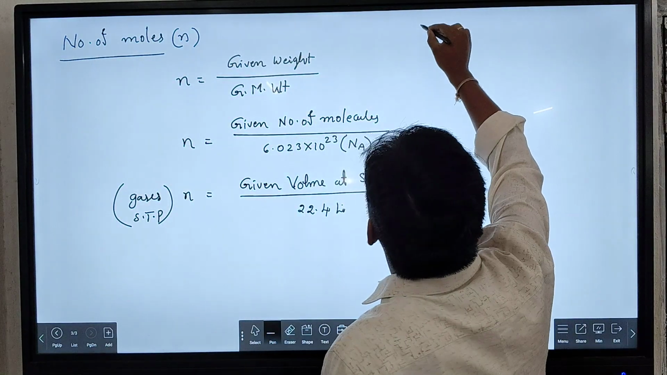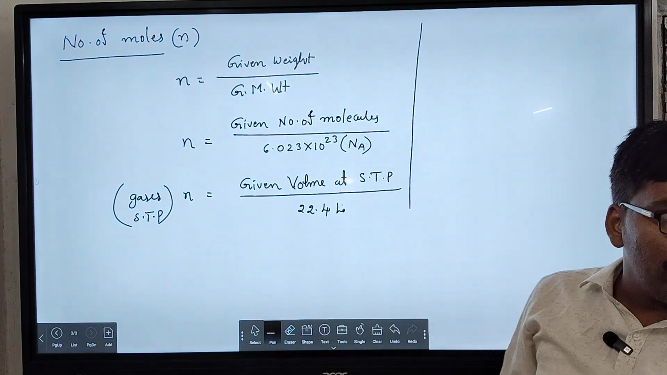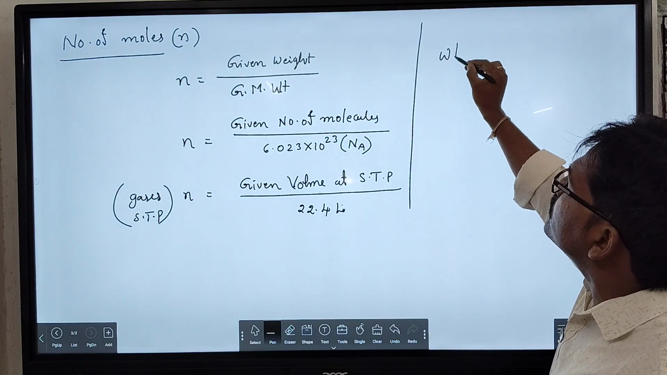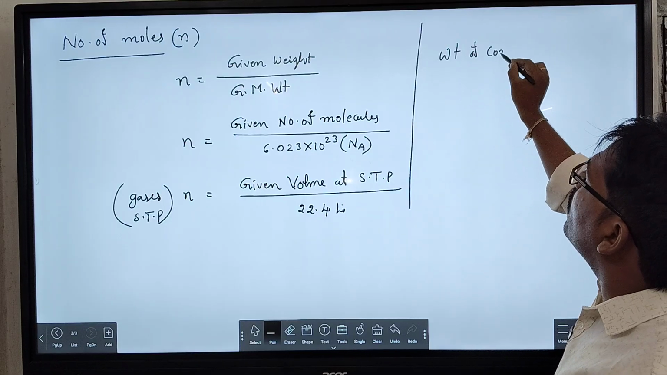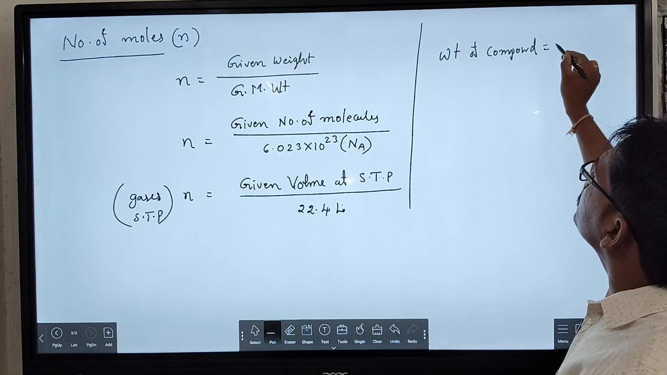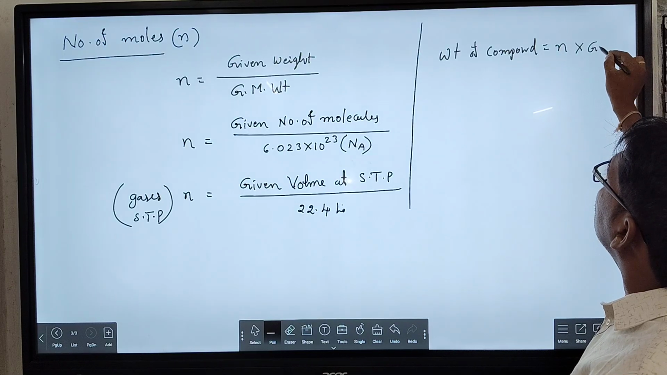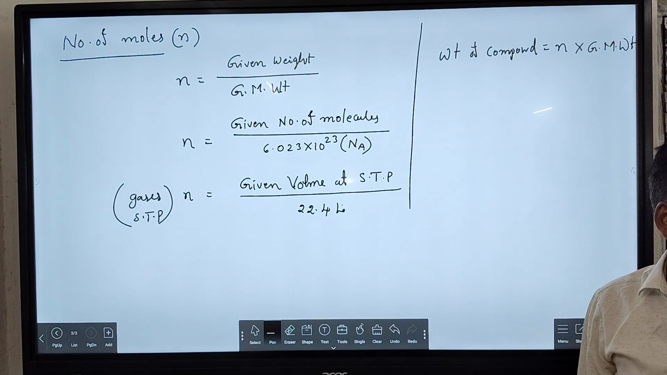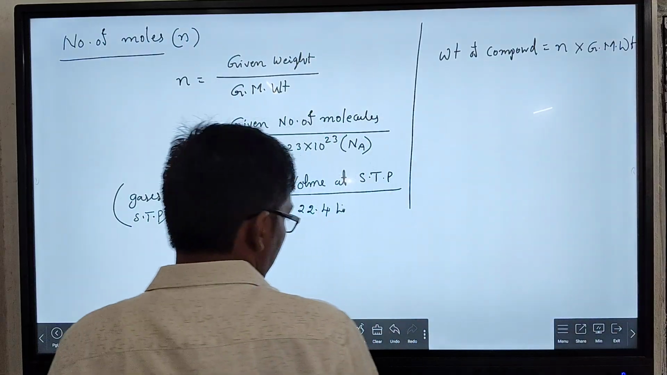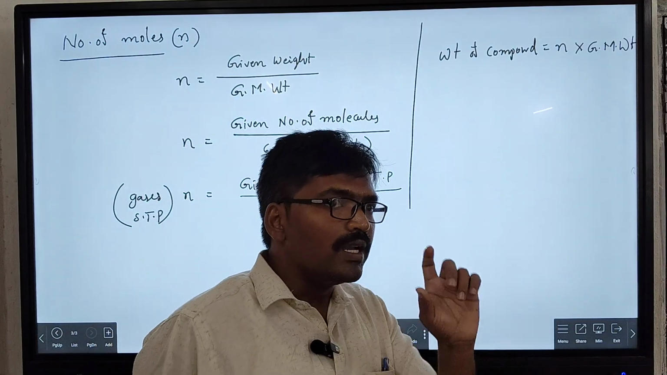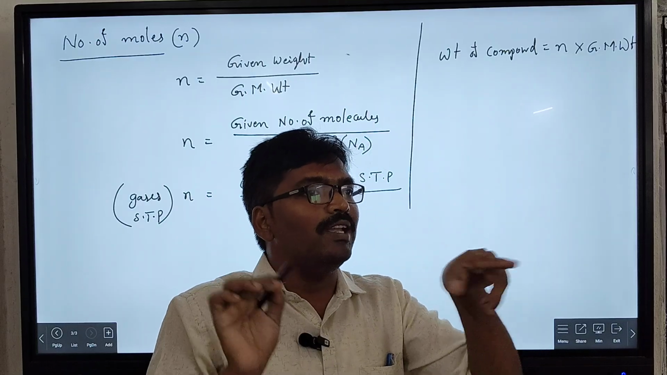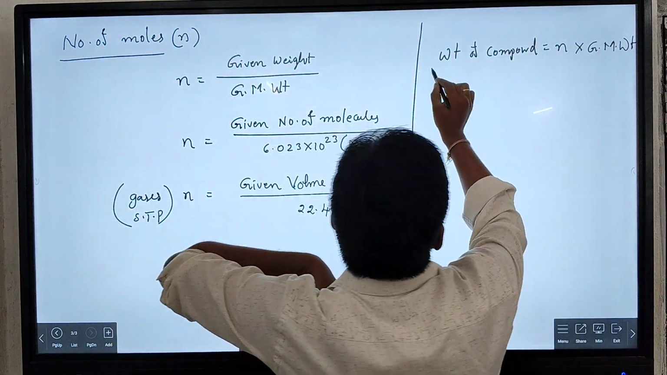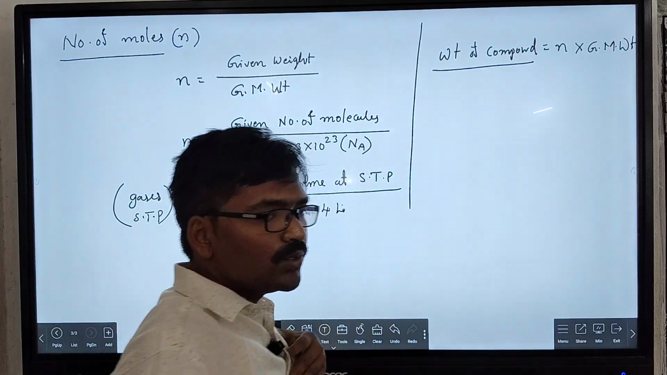Sir, from the number of moles, in case you want to find out the weight, the weight of the component or compound is equal to the number of moles into gram molecular weight. If you take number of moles into gram molecular weight, then you can get the exact weight. So if the statement gives the number of moles of a component and they ask for the weight, then you have to use this formula: weight is equal to number of moles into gram molecular weight.